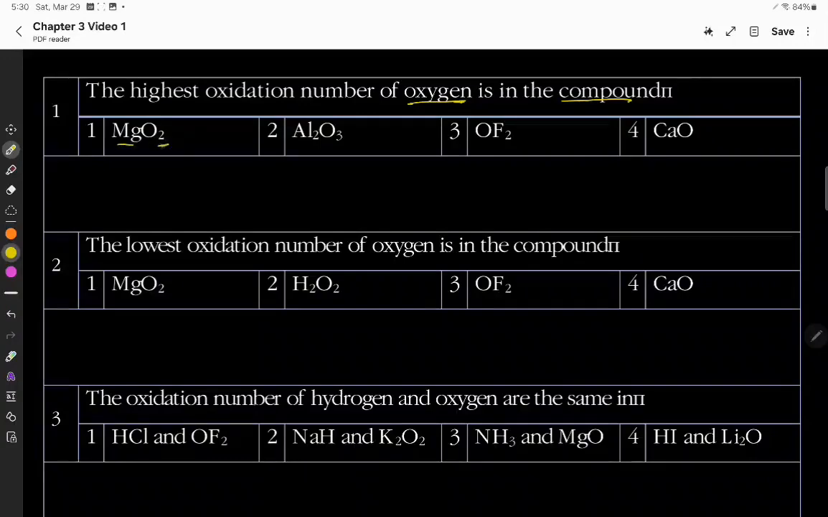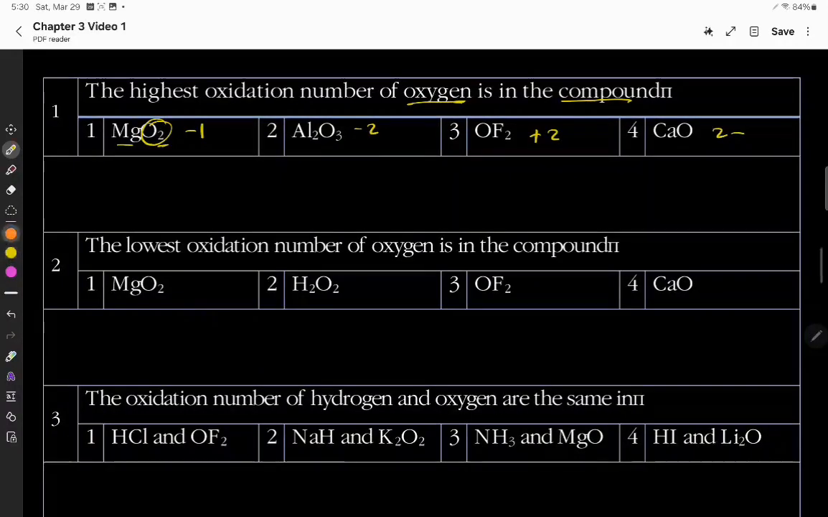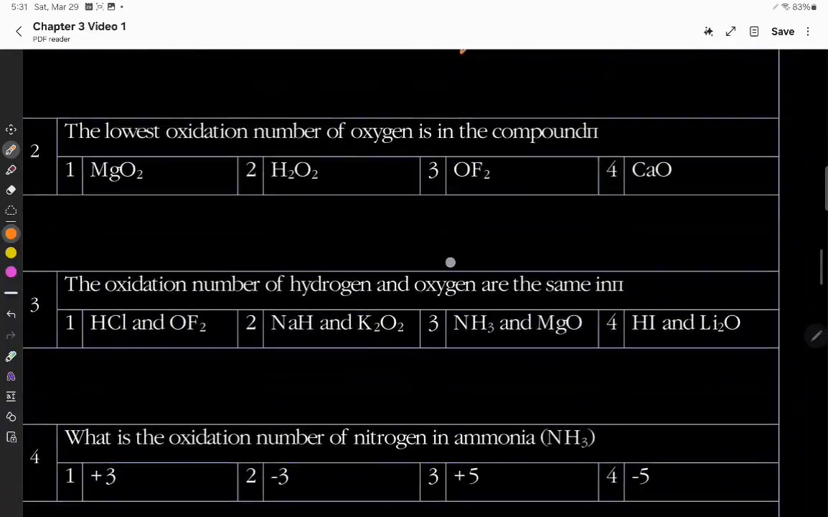In this case, magnesium oxygen. Here it is peroxide, so the value of oxygen is -1. Aluminium oxide, here it is 2 negative. Here oxygen OF2, in this case oxygen comes with fluorine, so it is +2, and in this case it is 2 negative. So what is the highest oxidation number of oxygen? It will be choice number 3, which has 2 positive. This is 1 negative, 2 negative, 2 positive, and here 2 negative. This is the highest.